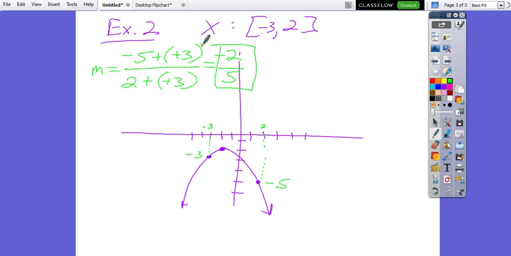Now, could you also have counted? Yes. These are the 2 points. You can draw a line between those 2 points and just count. So we go down 1, 2, and to the right 1, 2, 3, 4, 5. Again, negative 2 over 5. Is this hard? No, this is simple stuff.